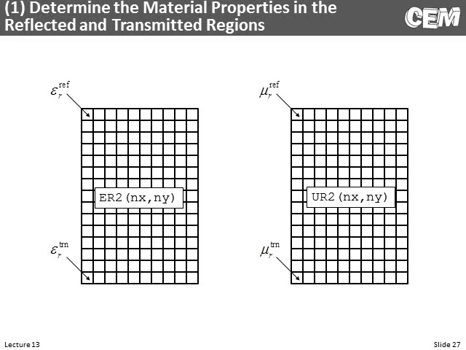Given those arrays, ER2 and UR2, the first thing we'll need to do is figure out what are the material properties where we're injecting the source and where we're calculating reflected and transmitted fields. So what I like to do is look at the top row, which the way we're doing things will need to be homogeneous, and the bottom row, which will need to be homogeneous. So we'll extract the permittivity from the top and bottom rows, and we'll call this permittivity in the reflection region, permittivity in the transmission region, and we'll do the same thing for the permeability. We'll extract it for the reflection region and transmission region.